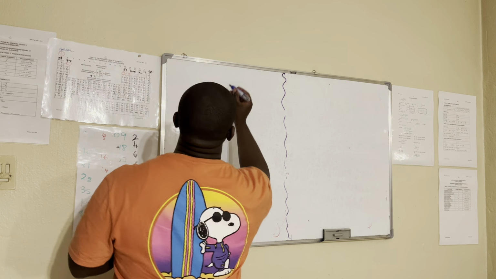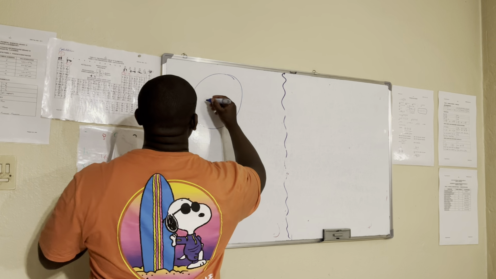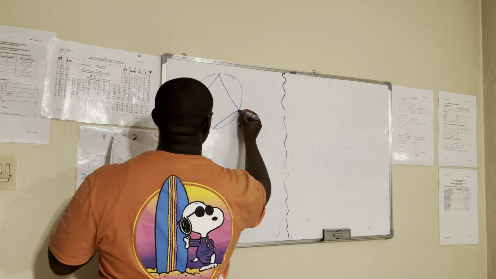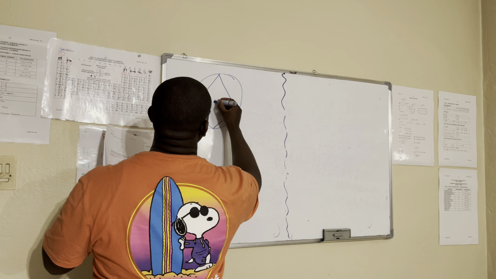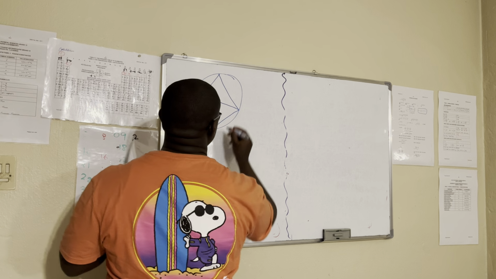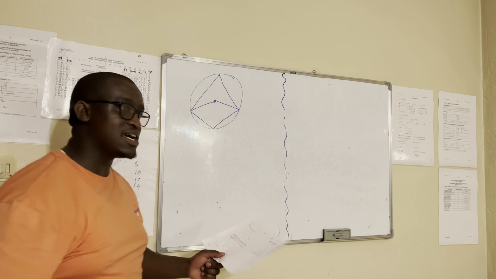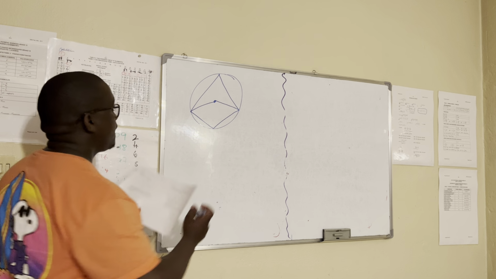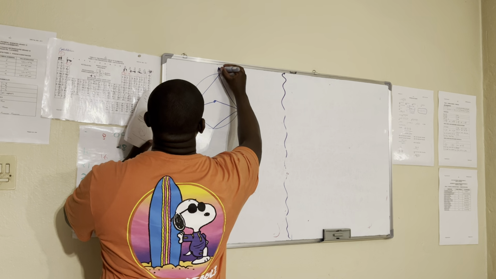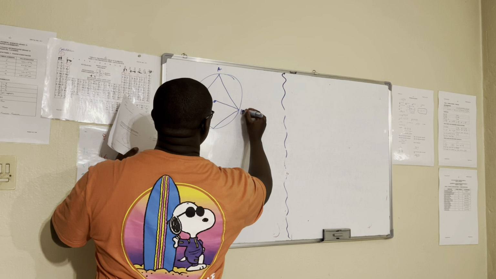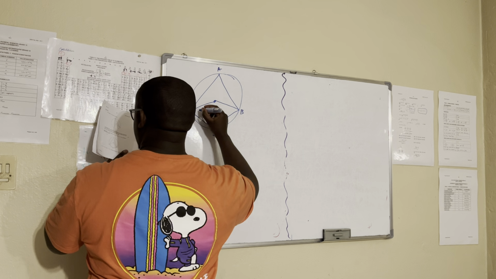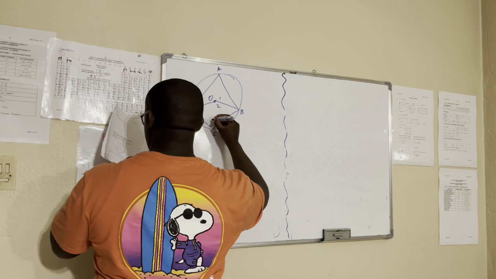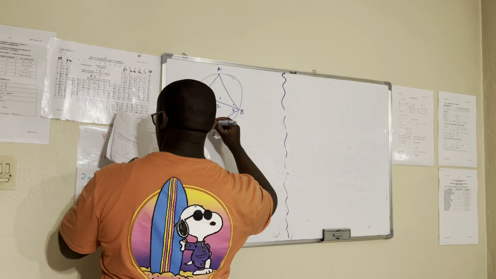Question 8.2. We are given a diagram like this. A, B, C, D. And then I go 1, 2, 1, 2, 1, 2, and that's that.